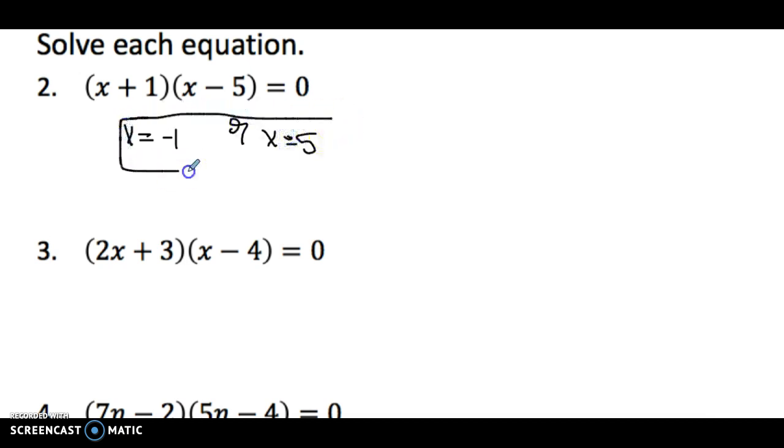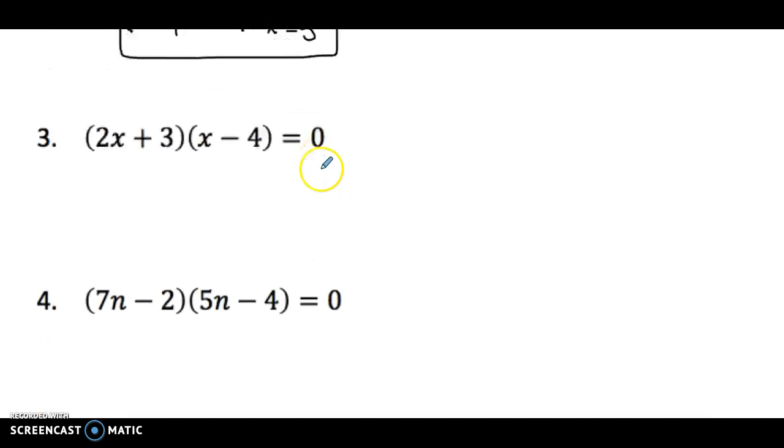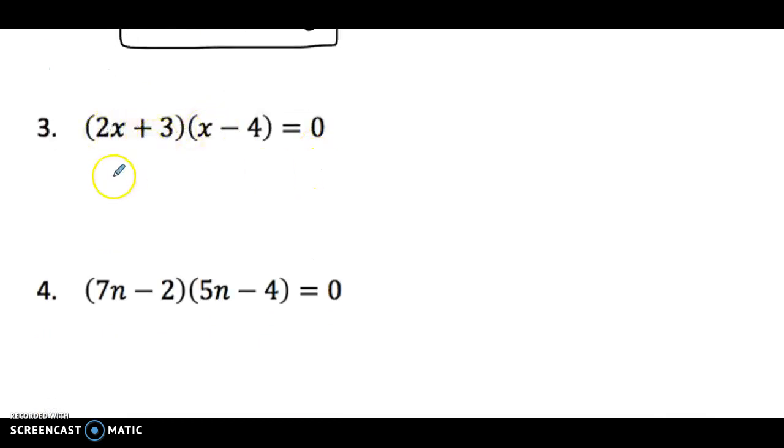Sorry, it's really hard to write on this. When you set these equal to 0, you have 2x plus 3 equals 0. Or x minus 4 equals 0. And x minus 4 is simple. It's when you usually add 4 to each side, so you have, or x equals 4. Go ahead and solve for that one.